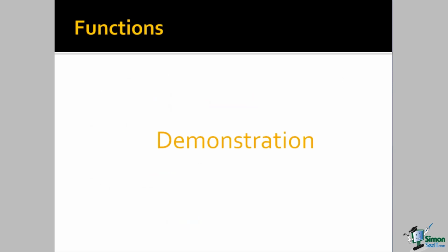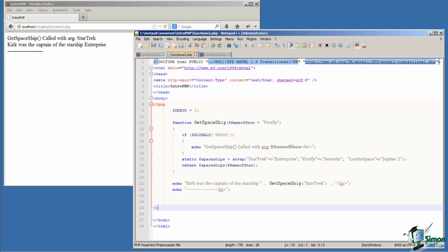So let's go look at some of this code. In this code snippet, I've declared a function called getSpaceship, and that function is going to take an argument, a parameter. That argument is name of show. And what I've done here is I've said, hey, if the caller decides not to pass a value when they make a call to this function, that's okay. Use this default value. In this case, the string Firefly.